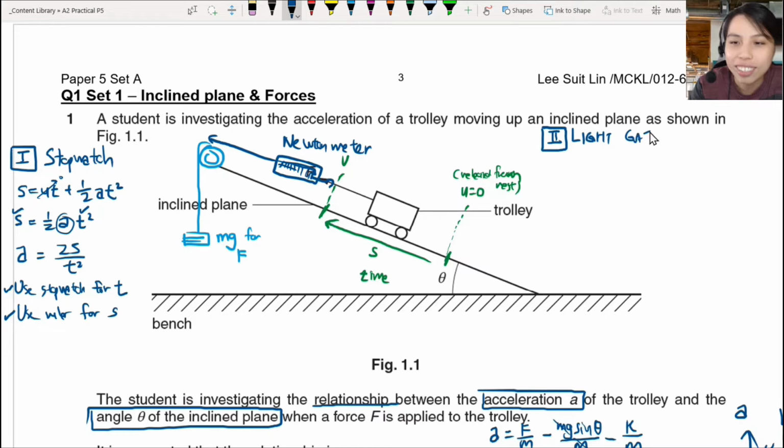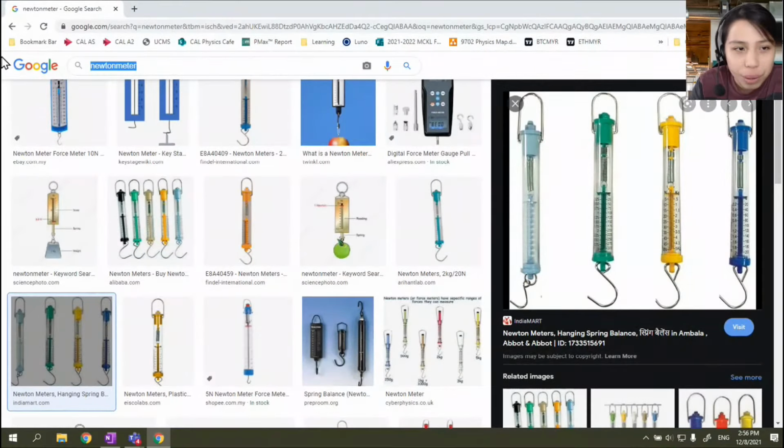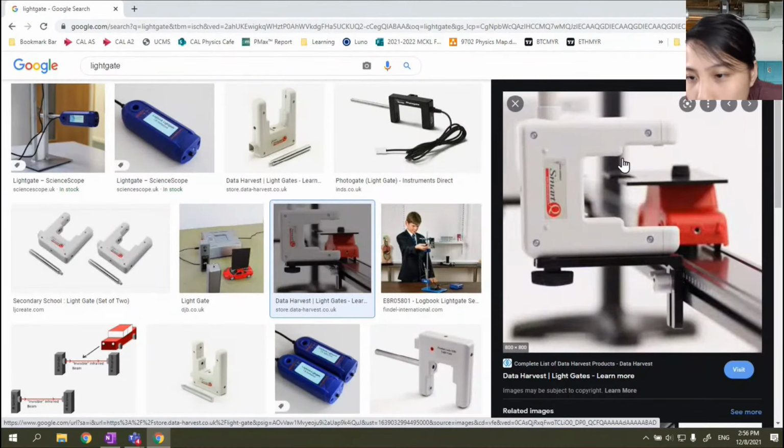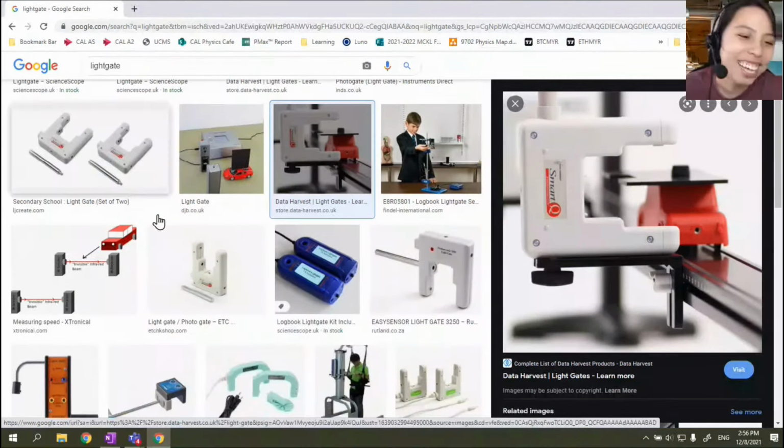Light gate. What is a light gate? Some of you may have seen it before, some of you may have not. Google is our best friend. You see this? This is a light gate, U-shaped. Why is it U-shaped? So that when something passes between the gate, there's actually a laser beam here, and the light gate will detect, hey, somebody passed through. It's a gate of light.